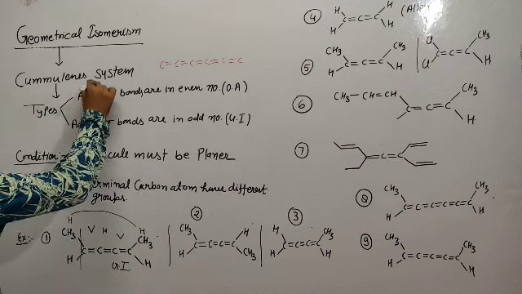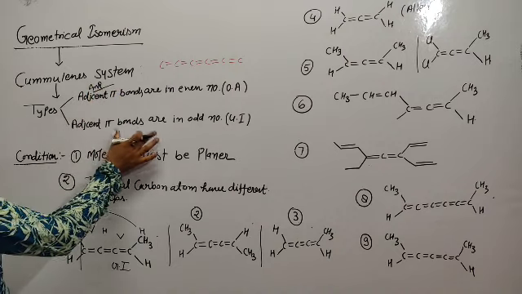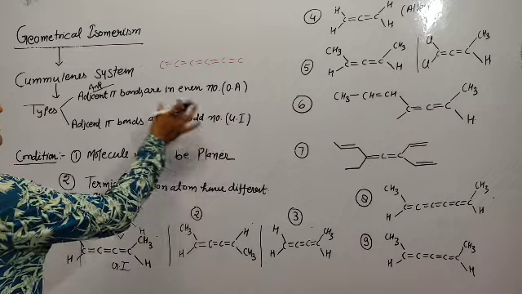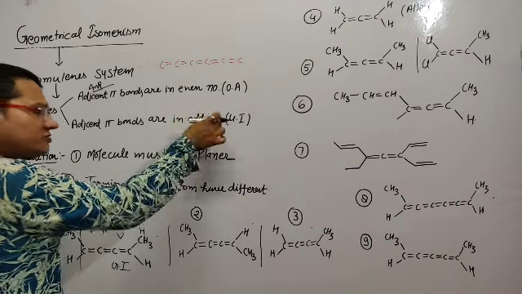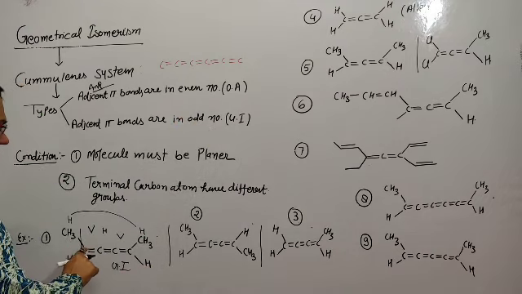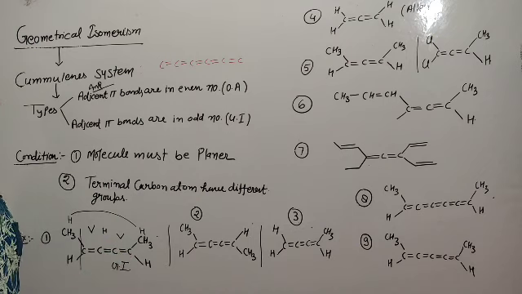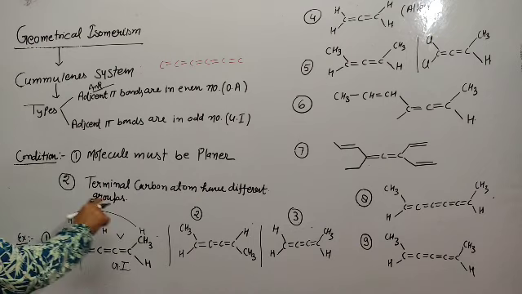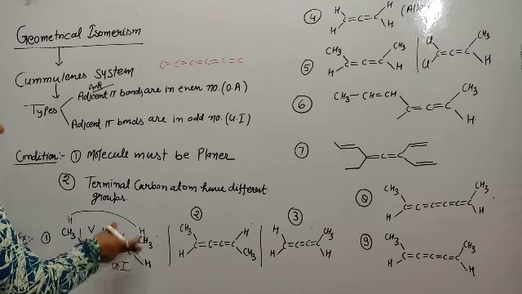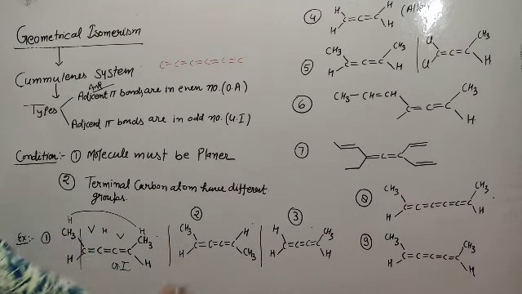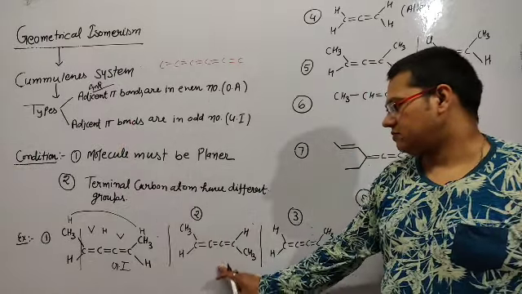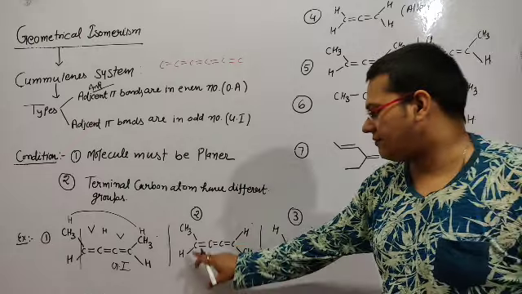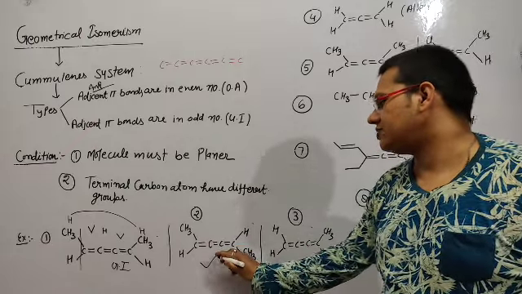This point is important, student: an odd number of double bonds shows geometrical isomerism and an even number of double bonds shows optical isomerism. Why does odd show geometrical? Because when the molecule has an odd number of double bonds, the molecule becomes planar, and a planar molecule shows geometrical isomerism. Understood? So this compound is odd and the terminals are different, so it shows geometrical isomerism.